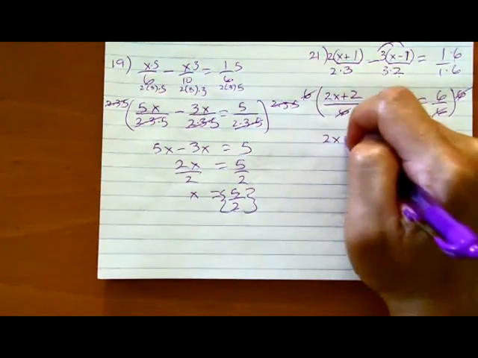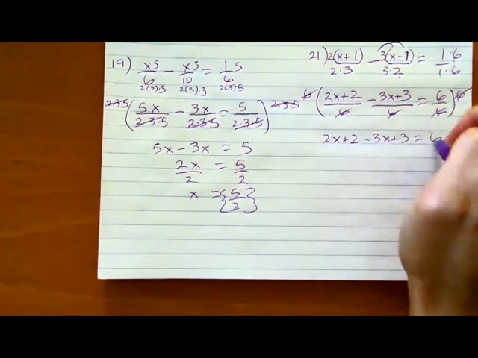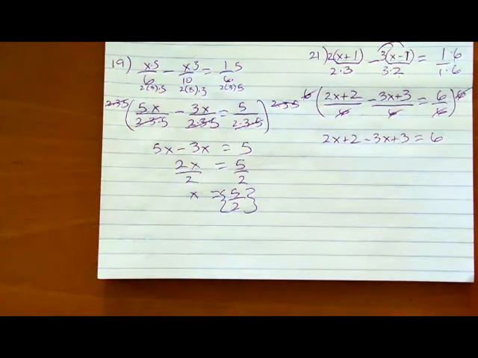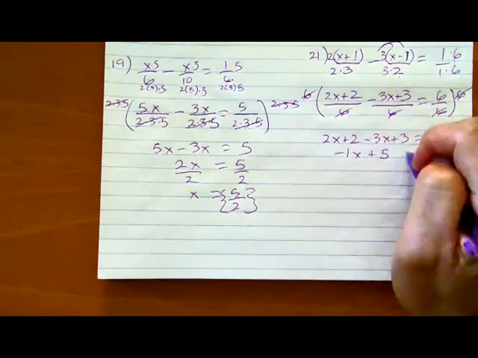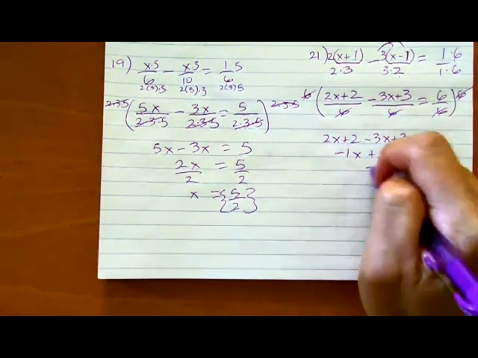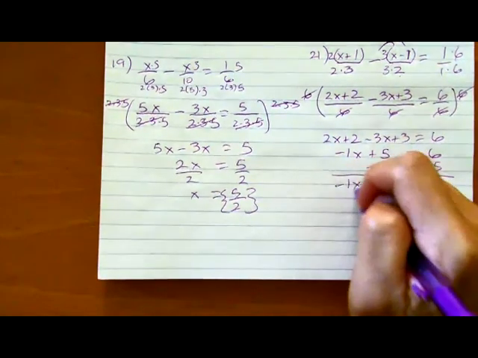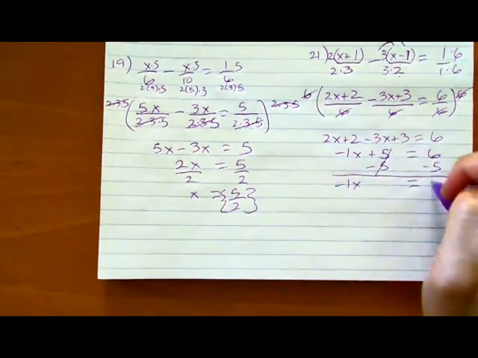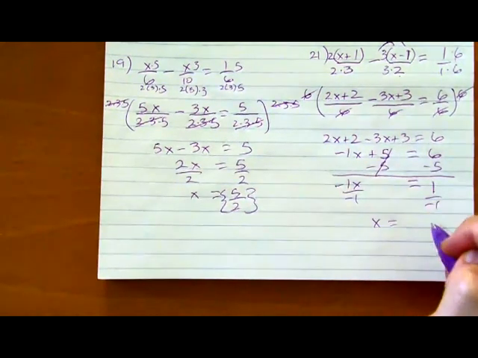2x plus 2 minus 3x plus 3 equals 6. Okay, let's combine some terms, get x by itself. X equals negative 1.